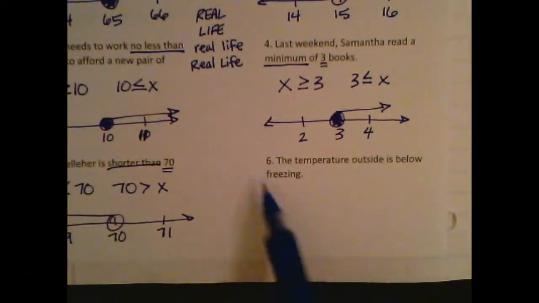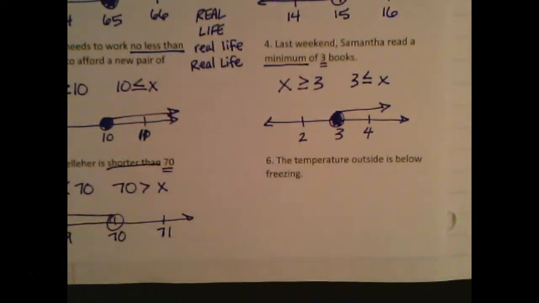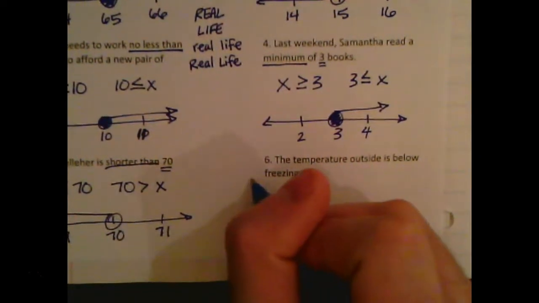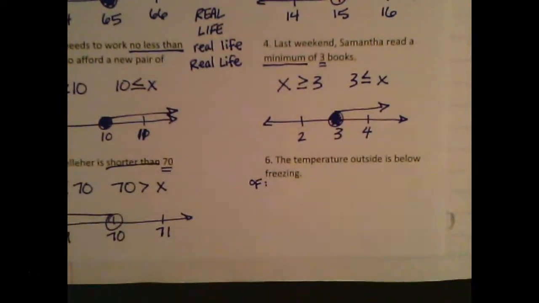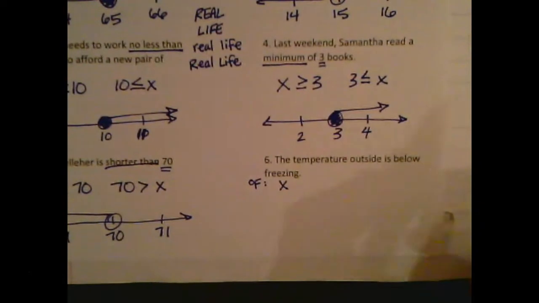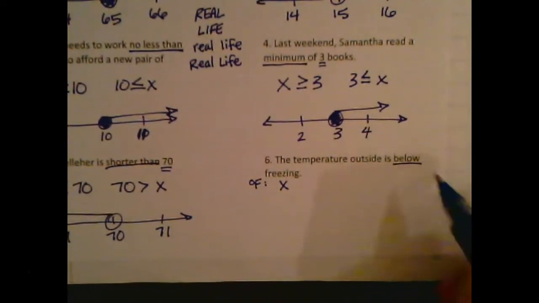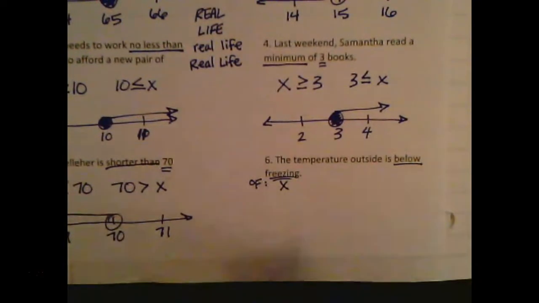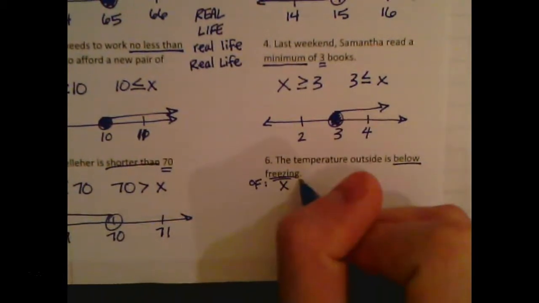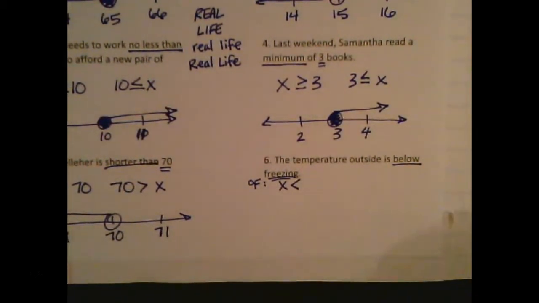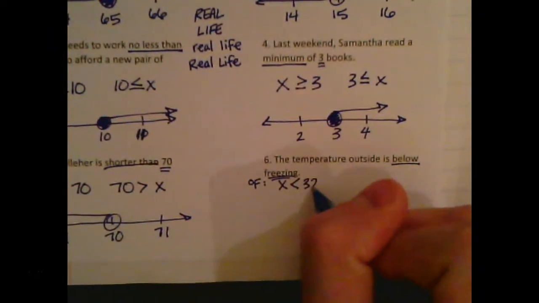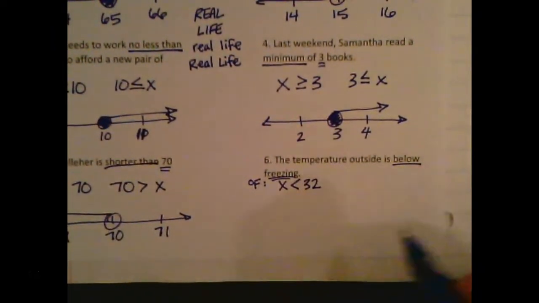Alright, last problem. Temperature outside is below freezing. This one depends on which scale you use. And I'll do both so you can see them both. If we're doing Fahrenheit, so degrees Fahrenheit, X is the temperature, is below freezing, and there's an amount that freezing is. Below we know is less than, so X is less than, and the temperature that water freezes at, or we call freezing, is 32 degrees. So X is less than 32.